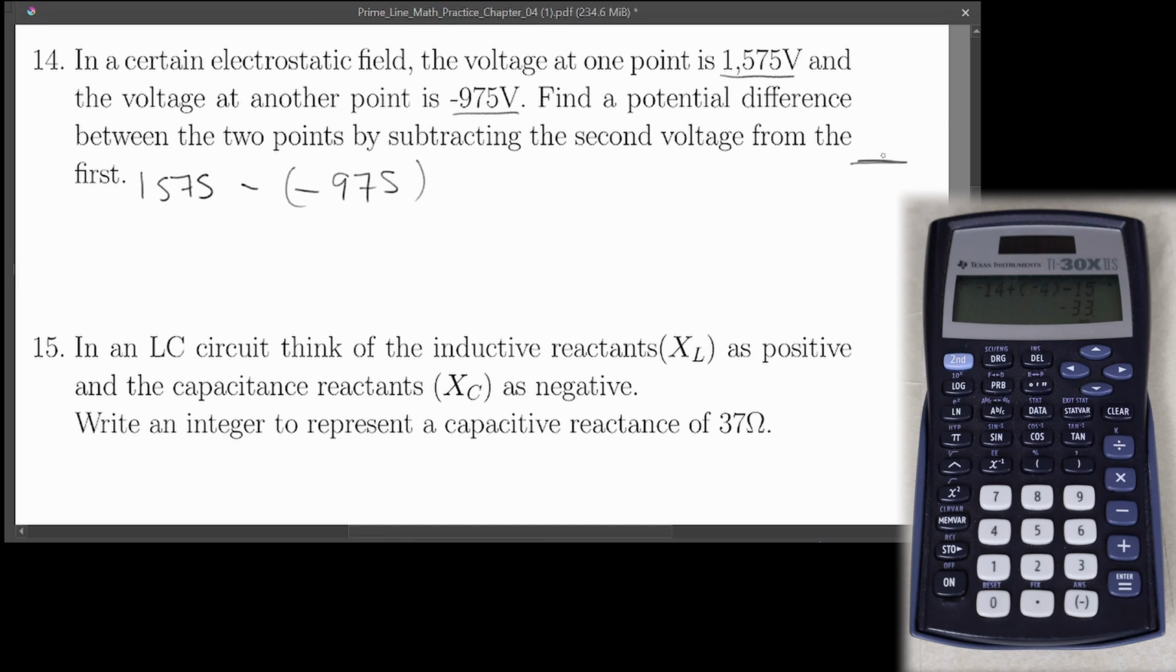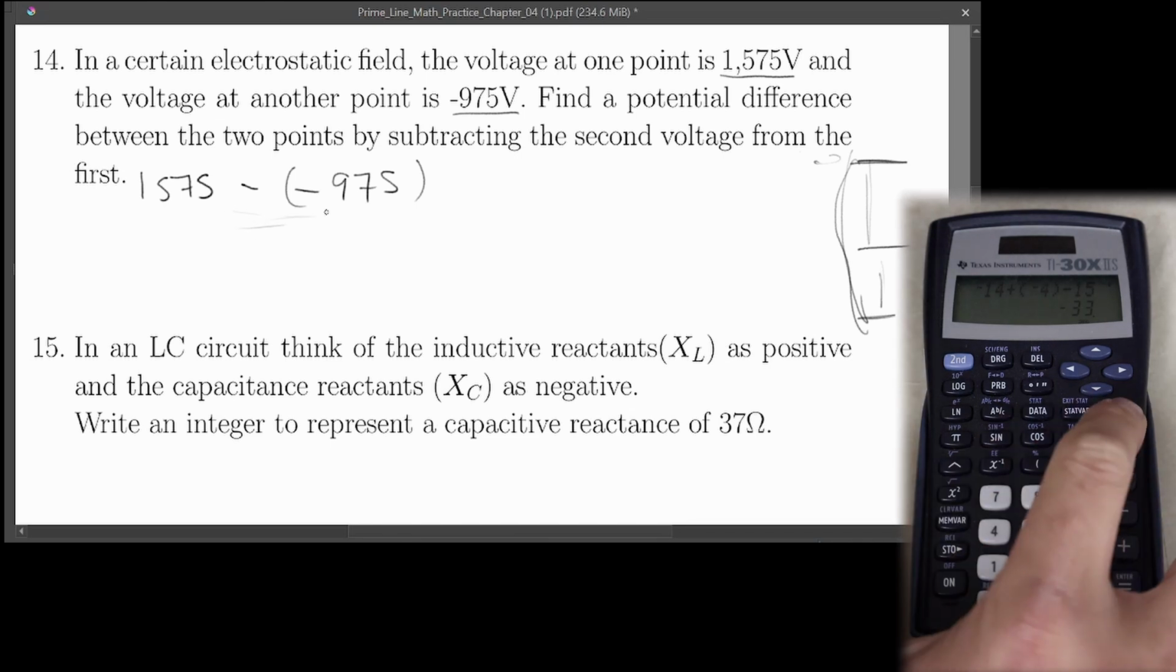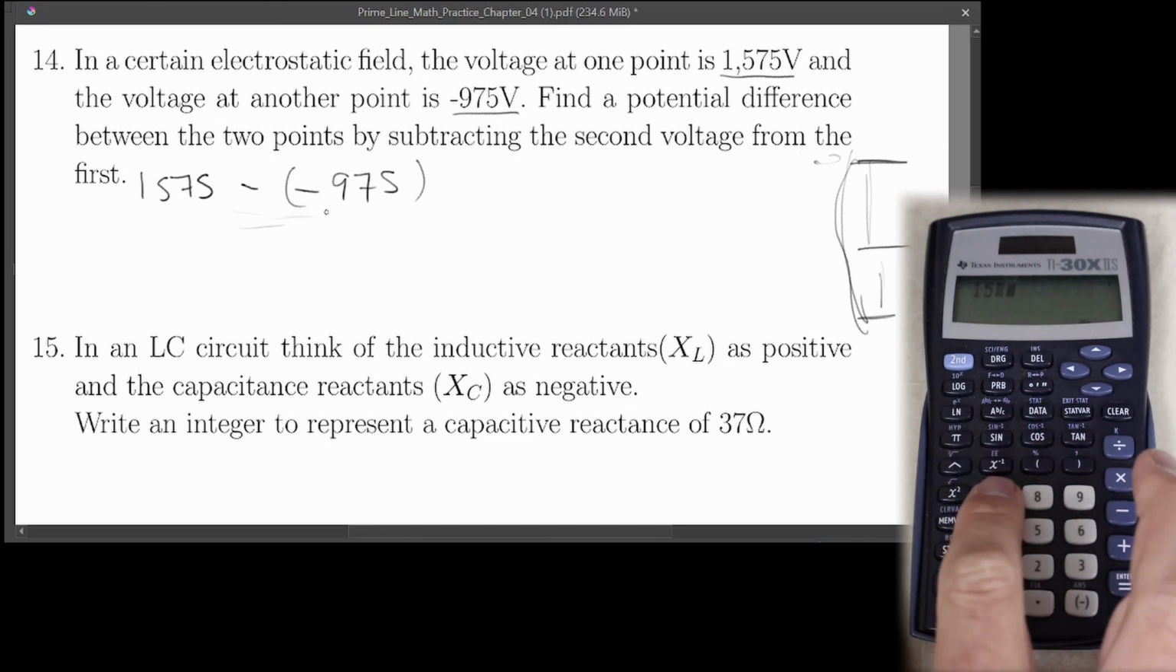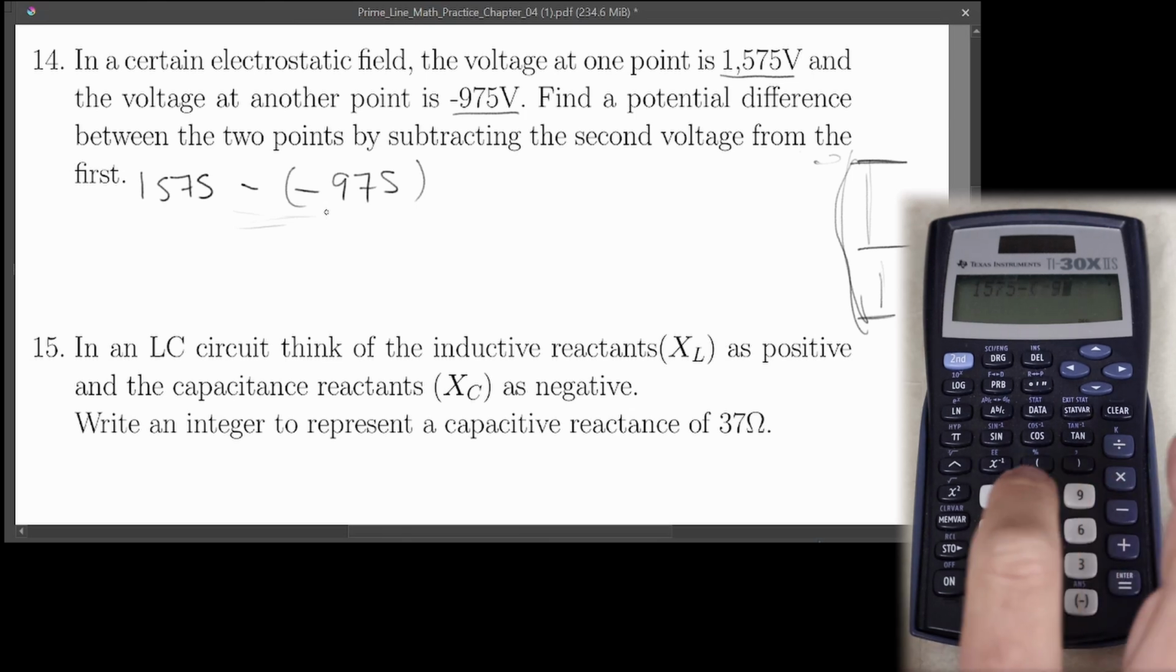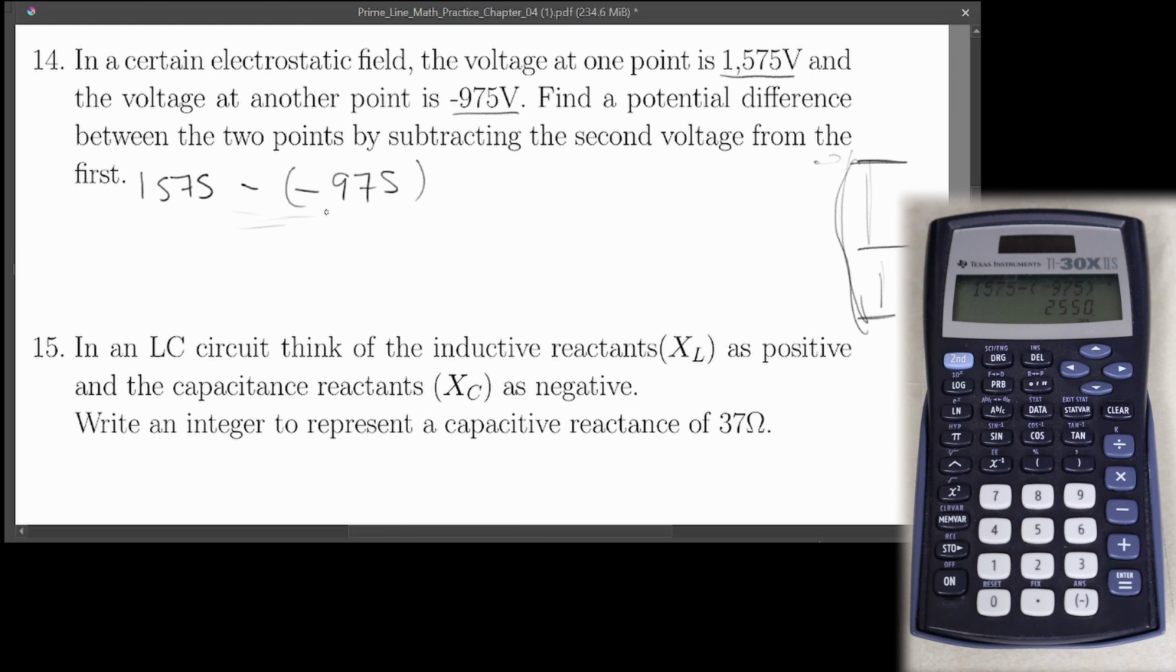Visually, you can say, hey, we're up here at that high voltage. This is at 0, and then this is where the second voltage is. How far did we go to get all the way down here? And so it's going to be a larger number than the first. And that indicates by the two negative signs in a row. So if we have 1575 minus parenthesis negative 975, we get a grand total of 2,550 volts for the overall change.